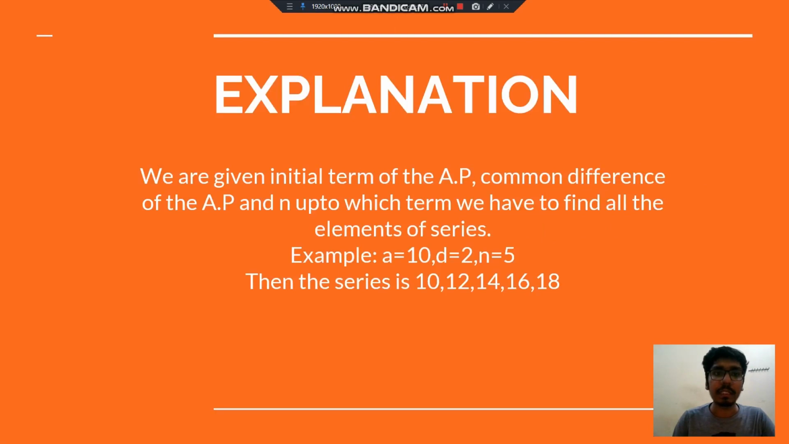The explanation is such that we are given an initial term of an AP, the common difference of the AP, and n, up to which term we have to find all the elements of the series. In our example, we have taken a equals 10, d equals 2, n equals 5, which means we have to find the first 5 terms of an AP with common difference of 2 and initial term of 10. After doing the maths, we get 10, 12, 14, 16 and 18. As you can see, each and every number has a common difference of 2 with its neighboring number.